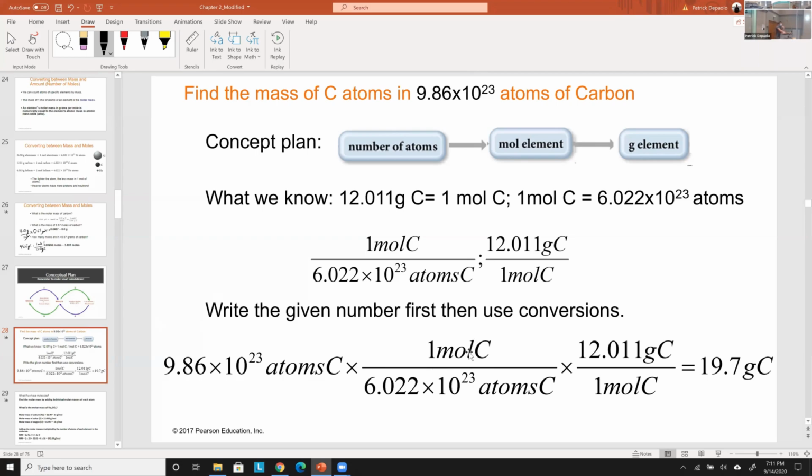Then we want to go directly from moles to grams. So we're going to use our other conversion factor, which is 12 grams per mole. And then we're going to use that in our unit conversion, and the moles will cancel out, and we will get 9.86 times 10 to the 23rd divided by Avogadro. That gives a little bit more than 1 point something, and then multiply that by the molar mass, which is 12, should give us 19.7. So I'll give you a second to write that down, and then we can do some on our own.